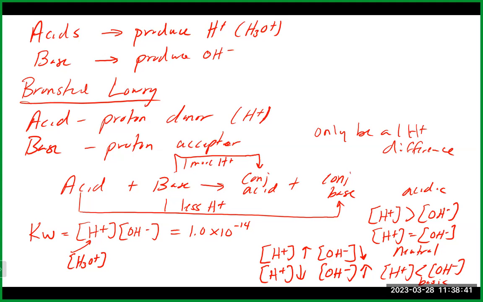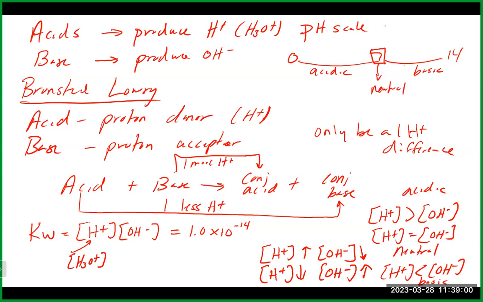We then got into, at the end, I think, the pH scale. The pH scale runs from 0 to 7 to 14. Less than 7 is acidic, above 7 is basic, and 7 is neutral. As you go from 7 towards 0, you become more acidic. As you go from 7 to 14, you become more basic.